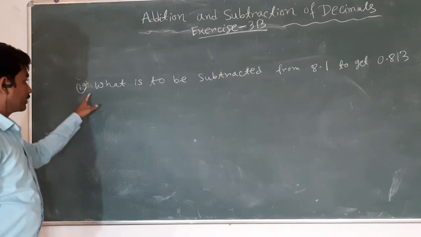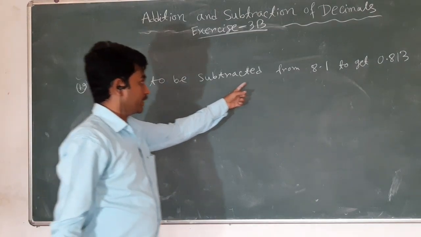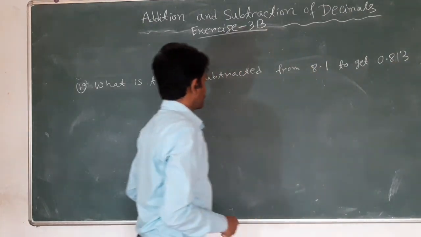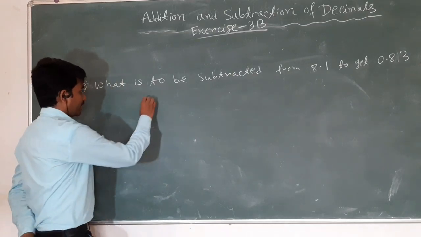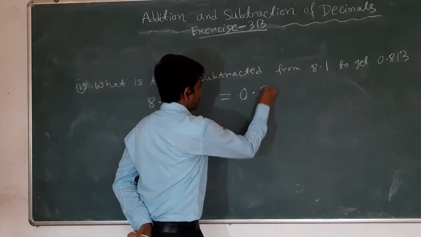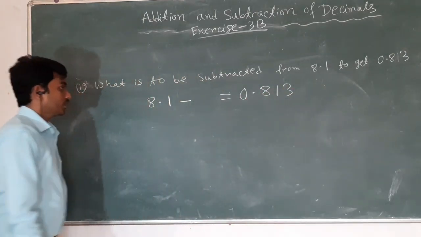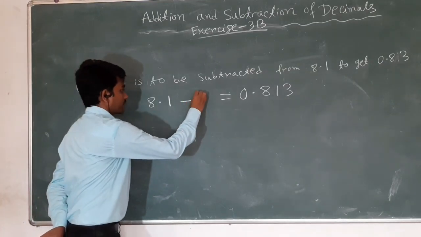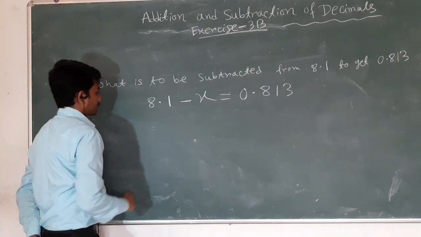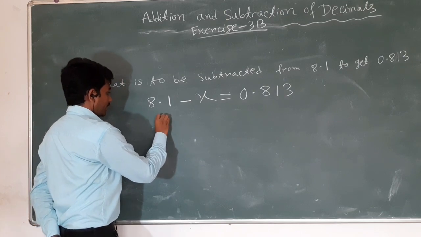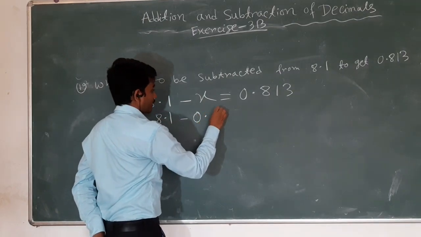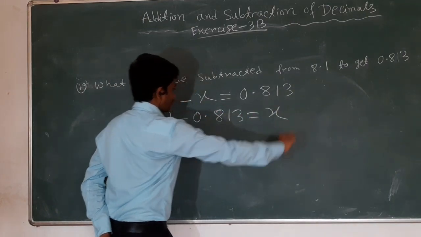Question number 19. What is to be subtracted from 8.1 to get 0.813? So which number should be subtracted from 8.1 to get 0.813? Suppose the number is x. So next we find the value of x. So 8.1 minus 0.813 is equal to x.